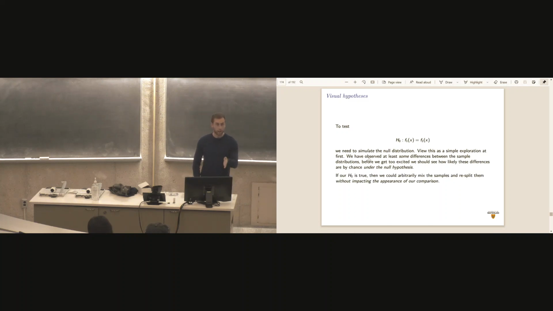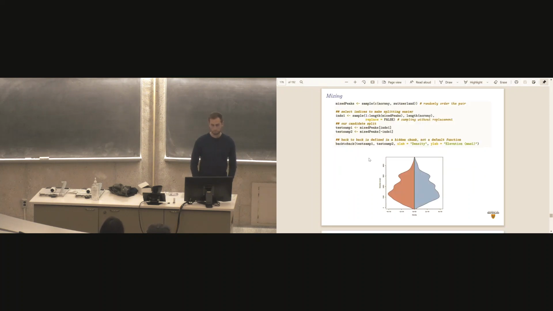So under the null hypothesis, we have these two samples. If they're both from the same distribution, they're all independent observations. We can just mix these two samples however we like and split them up again. If we do that, because they're all independent observations from the same distribution, it shouldn't change the distribution of either of the two samples. They should look basically the same. So why don't we try that and see what it looks like?